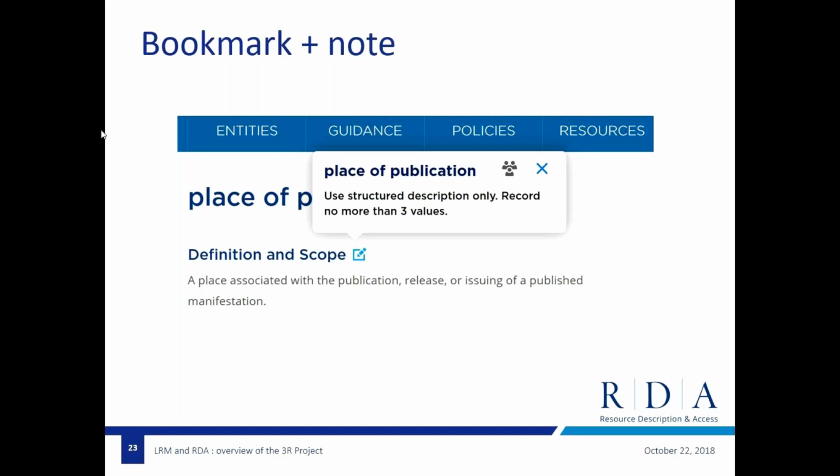So when you make a bookmark, a little symbol appears within the toolkit, and when you click on the symbol, the note pops up. So this one for place of publication is saying to only use the structured description in this application and to record no more than 3 values. So I transferred the rule of 3 to places of publication because I can.